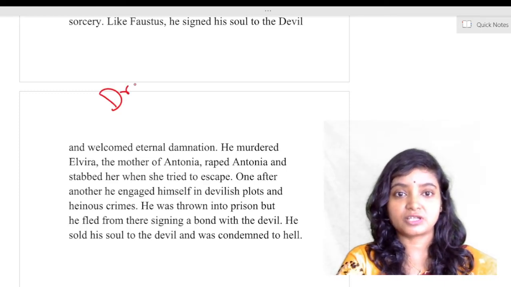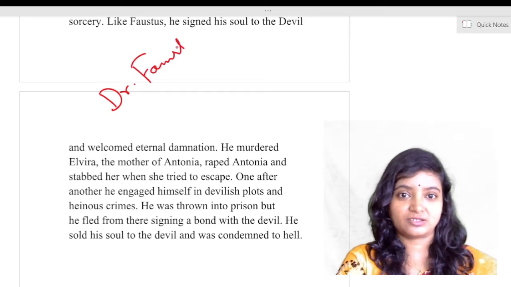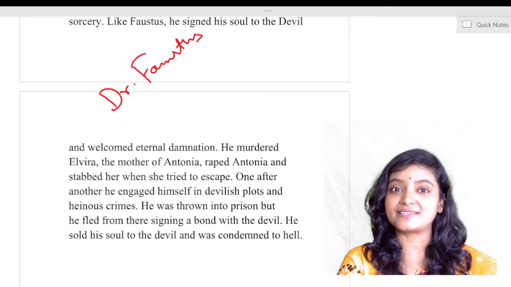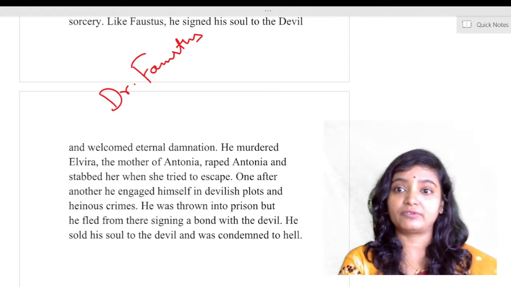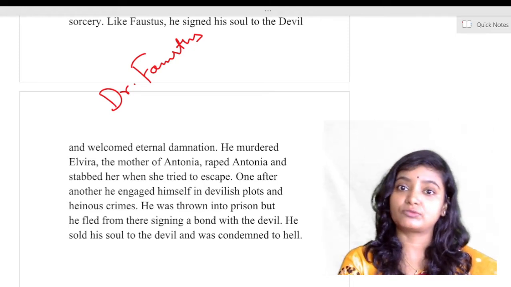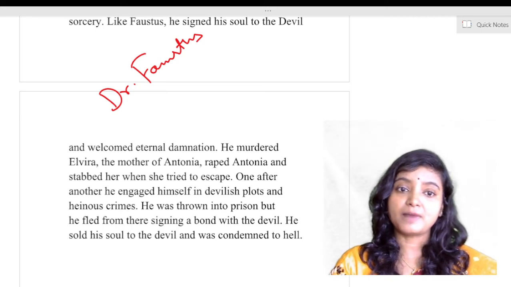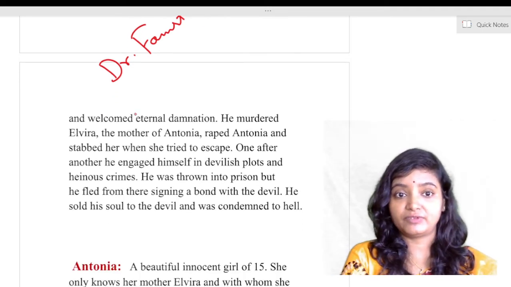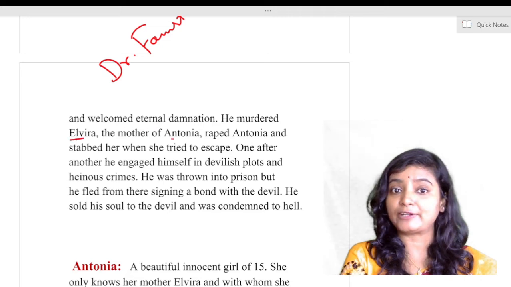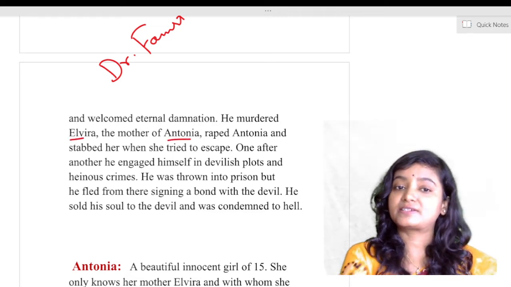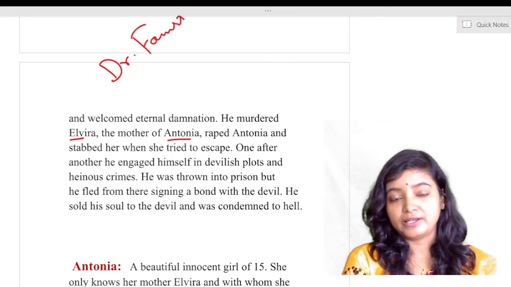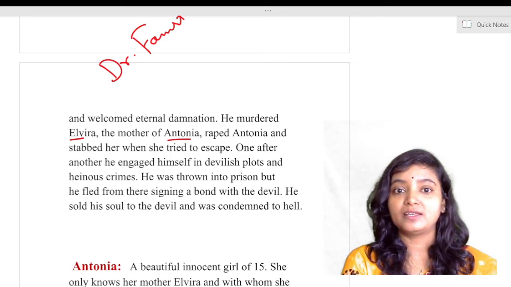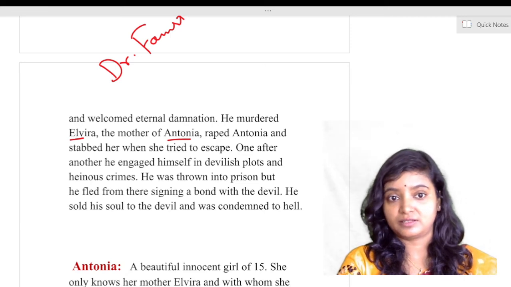Like Dr. Faustus, who for knowledge and control of knowledge sold his soul to Mephistopheles, here Ambrosio, for physical pleasure, sold his soul to the devil. He murdered Elvira. Who is Elvira? Elvira is the mother of Antonia. When he tried to seduce Antonia, Elvira prevented him, and he strangled Elvira.